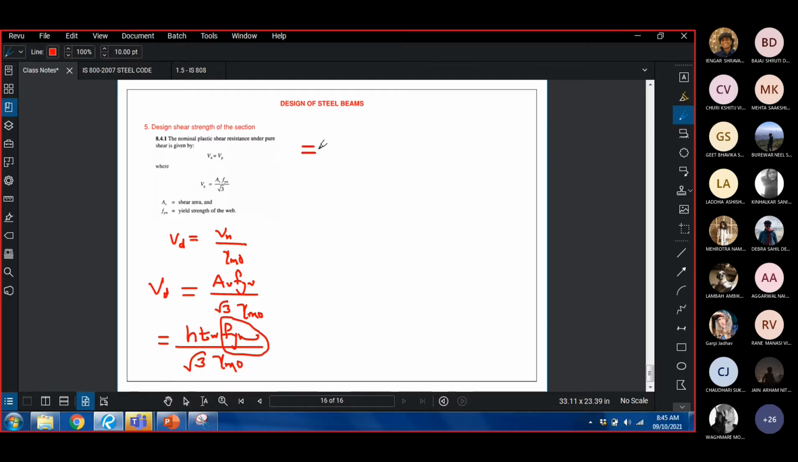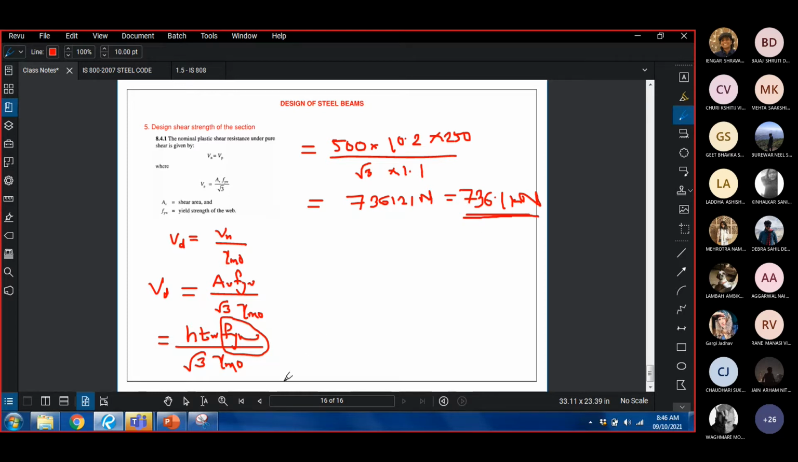So this is equal to, the total depth is 500. Then the thickness of the web is 10.2. Then Fy is 250. And we have to divide this by square root of 3 into 1.1. This number turns out to be 736.121 Newton, which is equal to 736.1 kilonewton.